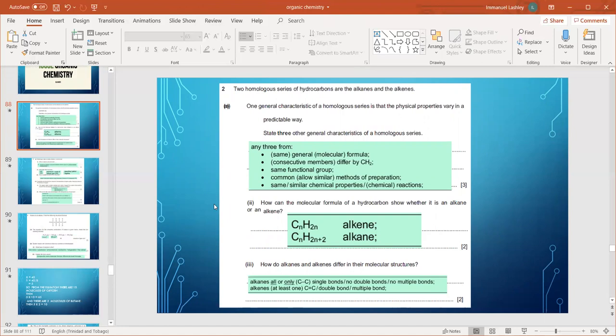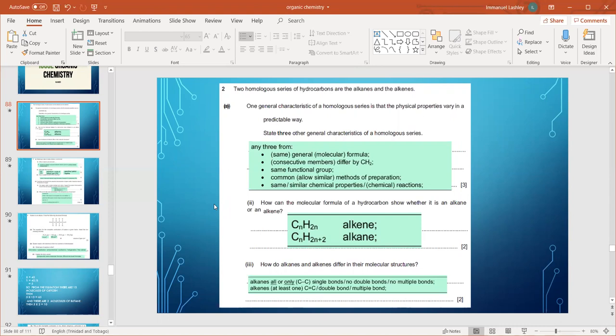Our second to last or third to last question. Two homologous series of hydrocarbons are the alkanes and the alkenes. One general characteristic of a homologous series is that the physical properties vary in a predictable way. State 3 other general characteristics of a homologous series.